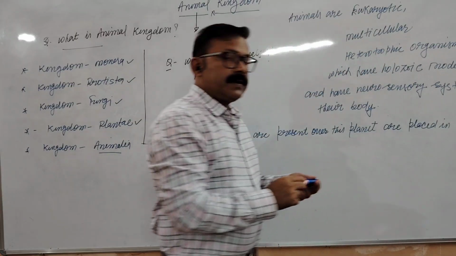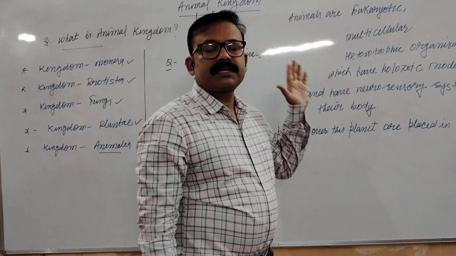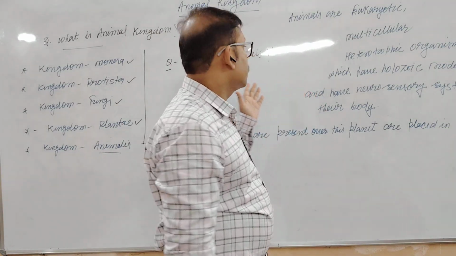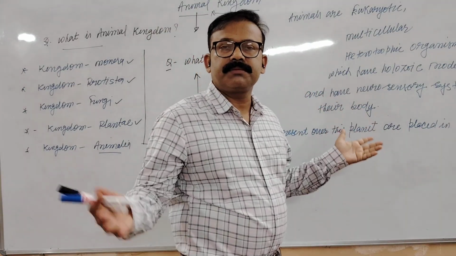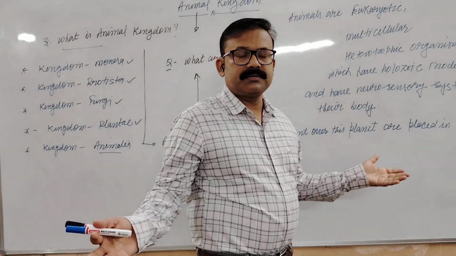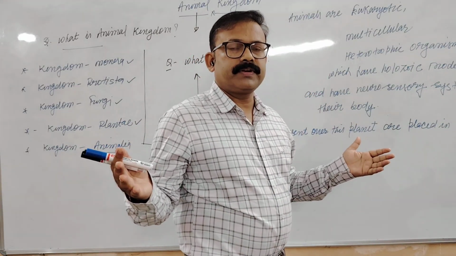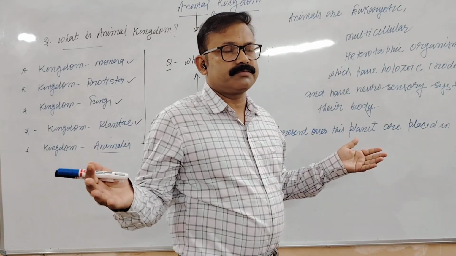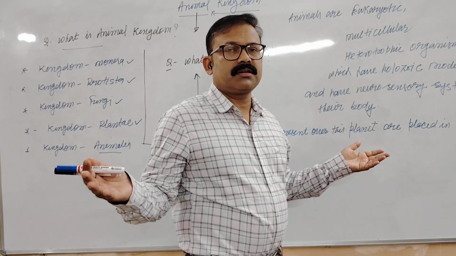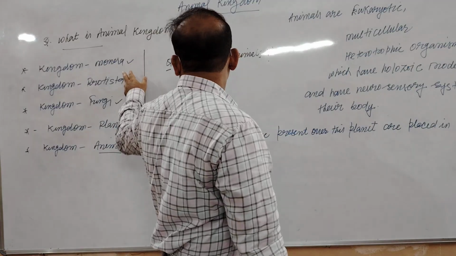My dear students, what I told you is that animals are eukaryotic. All the animals are eukaryotic because they are made up of eukaryotic cells. Animals are multicellular. All the animals are made up of many cells. You will not find any animal which is not made up of so many cells. A unicellular organism cannot be an animal. Unicellular organisms are placed in Monera and Protista.